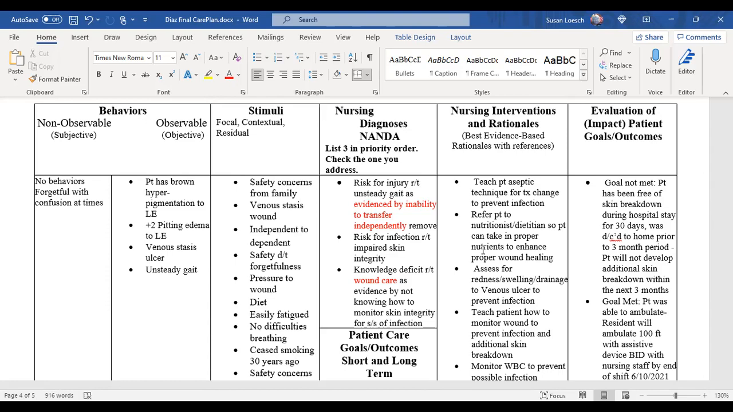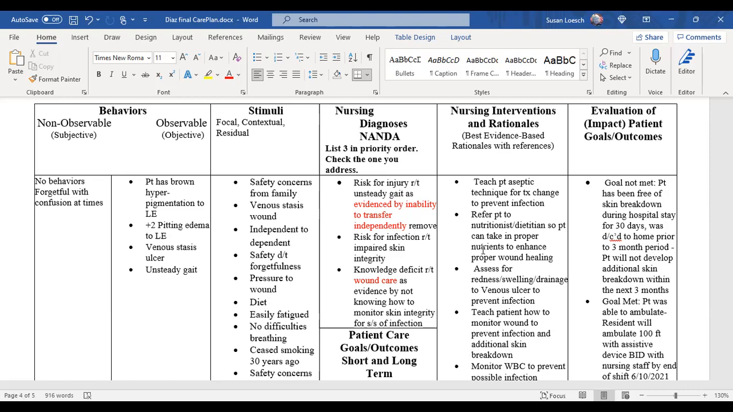Same thing, nutritionist, okay? Patient will be able to identify at least 2 types of food by the end of the shift that would assist in wound healing. Okay? Goal met. Patient able to identify 2 types of food to assist in wound healing by the end of the shift. Now I have to have 2 short-term goals. So short-term goals are usually those goals that the patient's going to meet while they're in the hospital, because they're only going to be there a day or 2 most of the time.